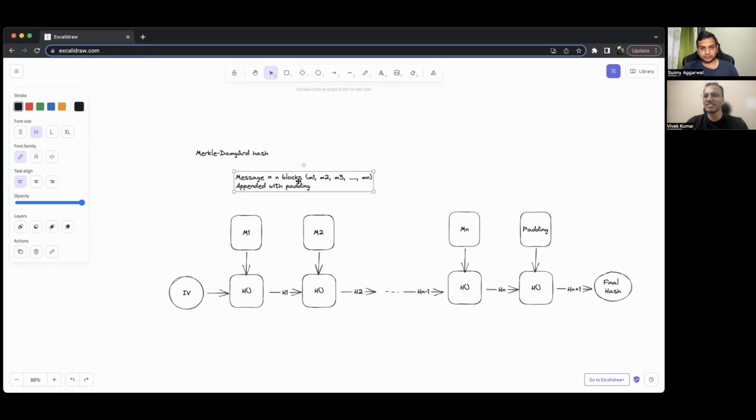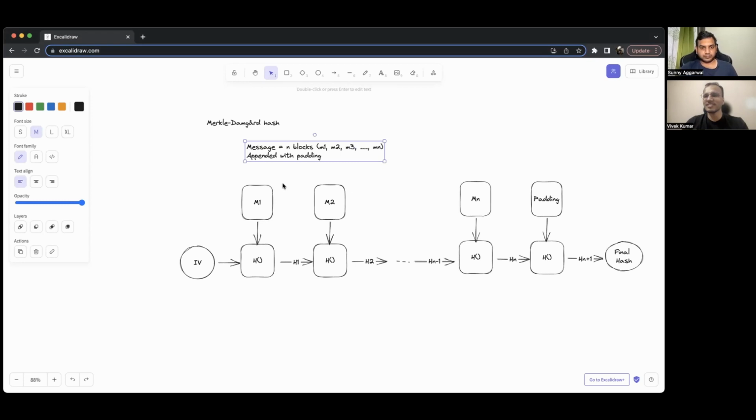Let's take an example and say that a block is of 8 bytes. So the message will be divided into n blocks of 8 bytes. In this example, it is divided into M1, M2, M3, and so on till Mn, and it is appended by the padding to complete that 8-byte block.